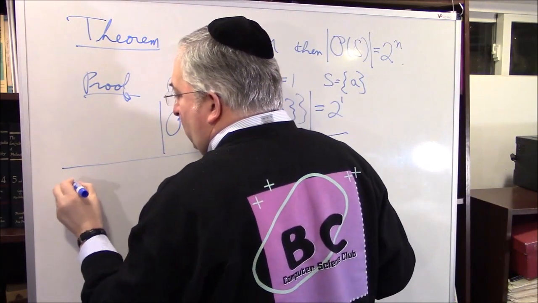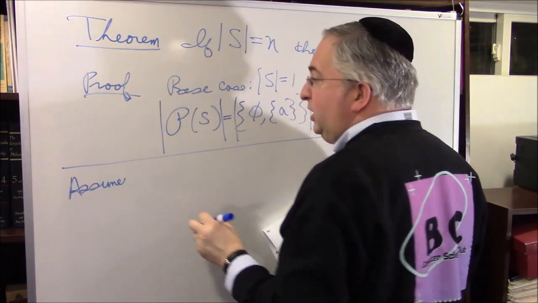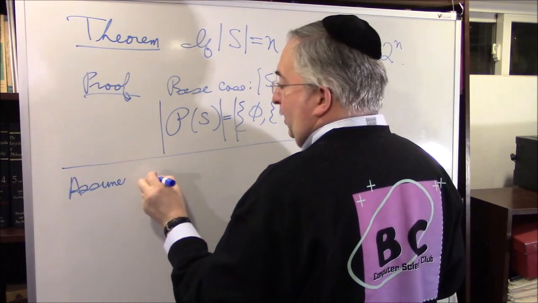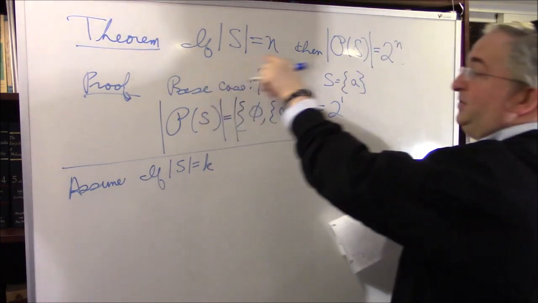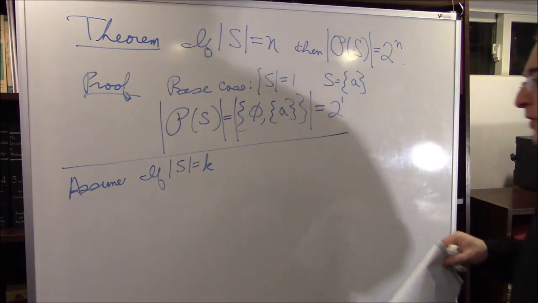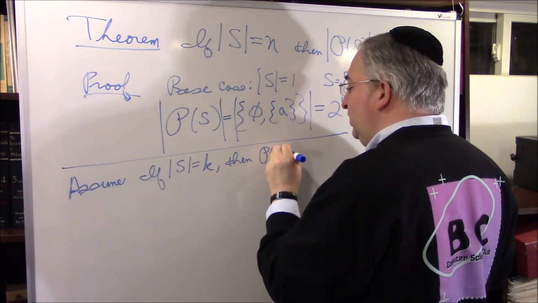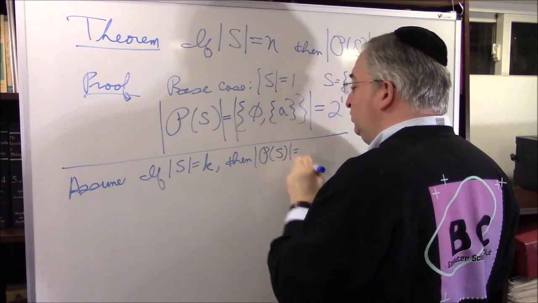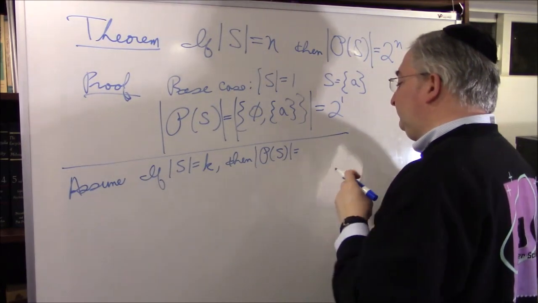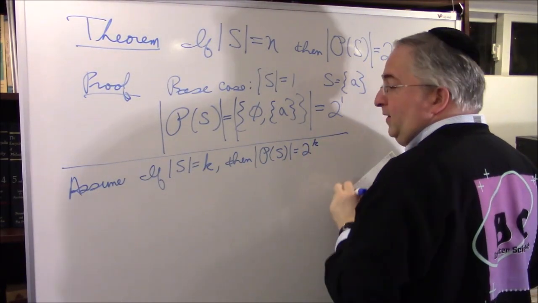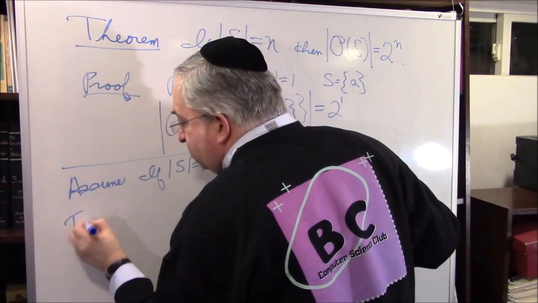Induction. Assume. You have to always assume something in an induction case. Assume that if S has K elements, I'm stating the same theorem, but about K now, then the power set of S has 2 to the K elements. Okay. It's a simple assumption.